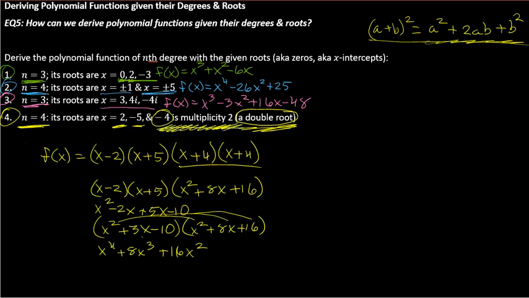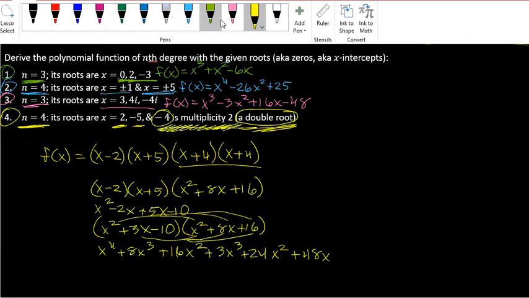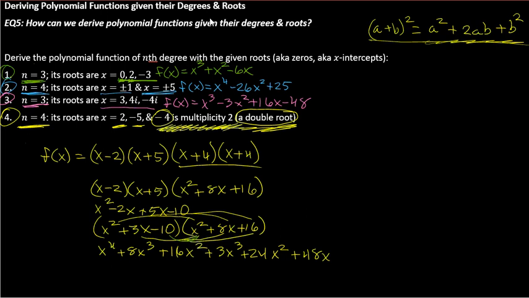Okay, then we're going to do 3x. So plus 3x cubed, plus 24x squared and plus 48x. Okay, and let me erase here. I'll just use a different color now. So now we just need to do the minus 10. So minus 10x squared, minus 80x and minus 160. Okay, so now we're just going to combine all the like terms.